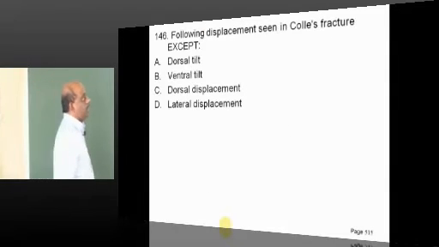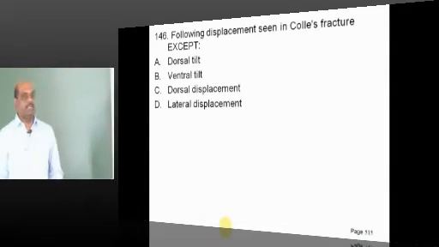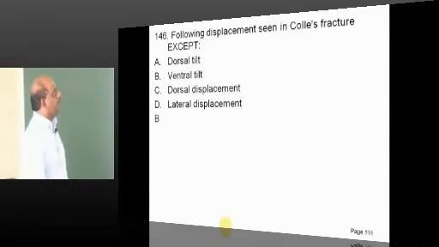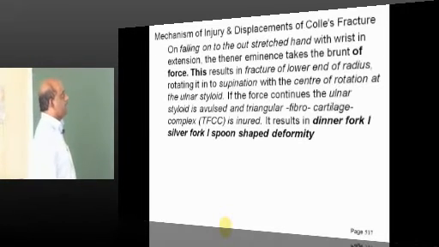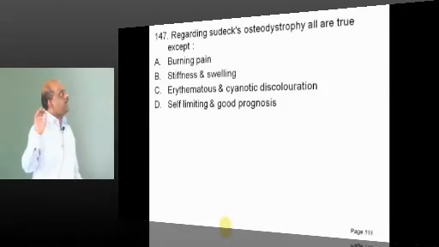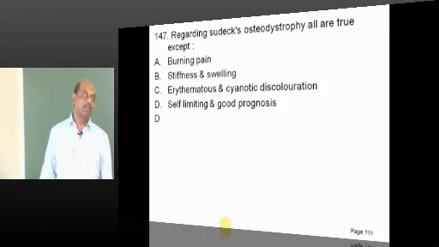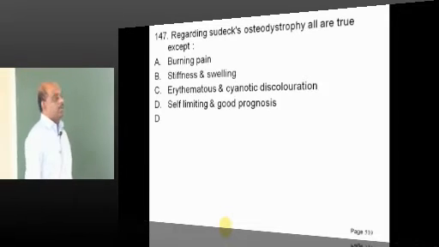Now, Colles fracture, what is except? Is it dorsal or ventral? Dorsal, sir. Dorsal tilt. Sudeck's atrophy, what is except? D. It is self-limiting.